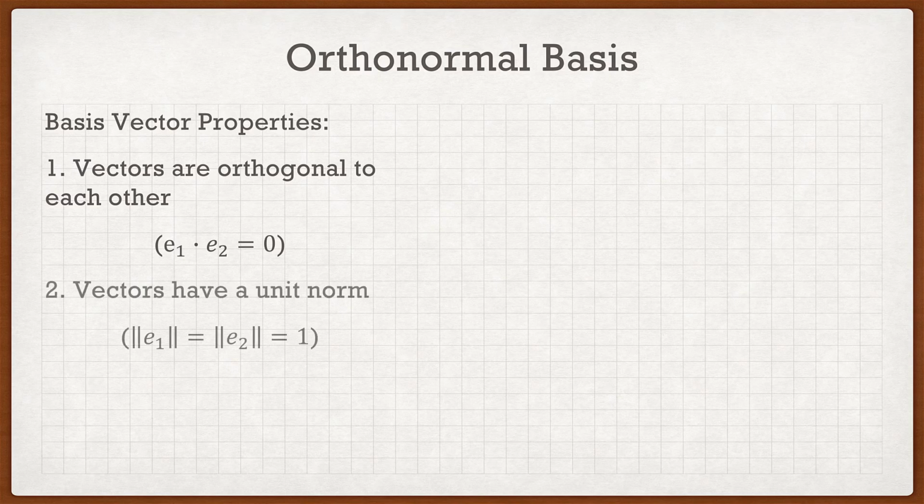The second property that you're going to have to remember is that these vectors in an orthonormal basis have a unit norm. So the norm of all those vectors is equal to 1. So again, if we're working in R3, we'll also have the norm of e3 is equal to 1.